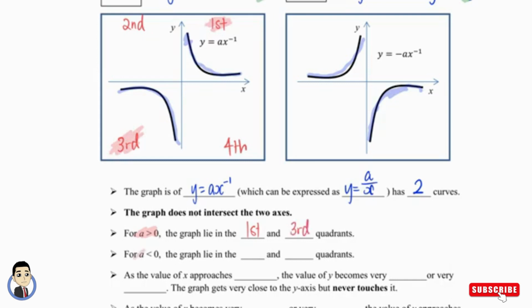Then when A is negative, again, if I were to write first, second quadrant, third quadrant, and fourth quadrant, when A is negative, it lies on this second and fourth quadrant.